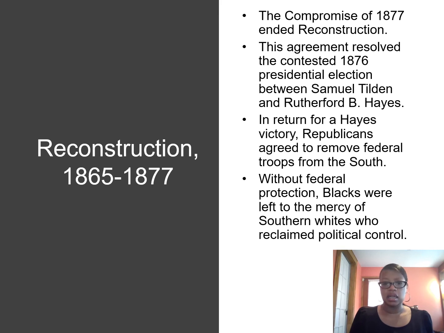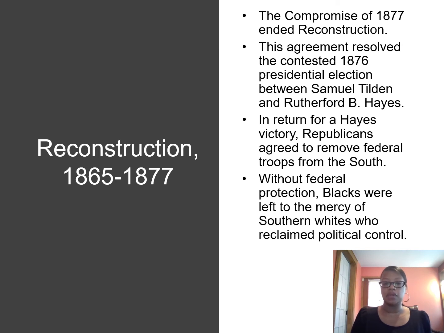Reconstruction ended in 1877 because of the Compromise of 1877. And this compromise came as a result of a contested presidential election in 1876. So you had Samuel Tilden, who was a Democrat, running against Rutherford B. Hayes, who was a Republican. In return for allowing Hayes to become the next president, Republicans agreed to remove federal troops from the South.